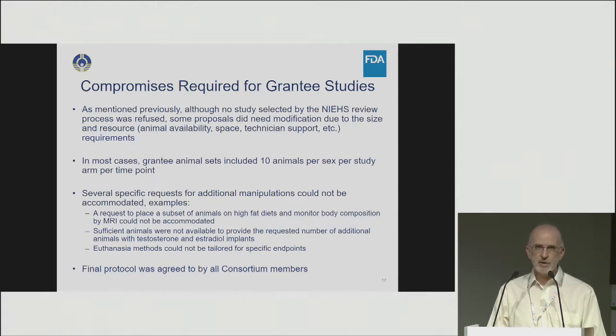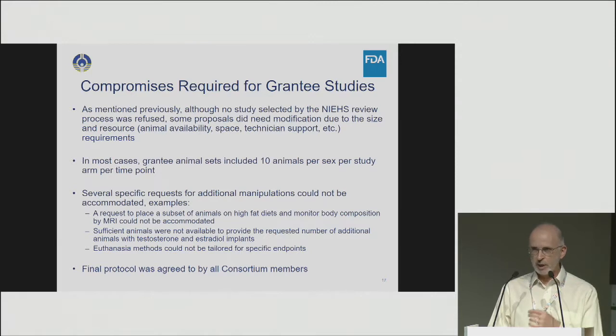At any rate, at the end of the meeting, a final protocol was agreed on by all the consortium members. I left out that second bullet there on the modifications because some things developed after the study started, where there was a limitation of the number of animals that were produced, and we had to make changes on the fly.